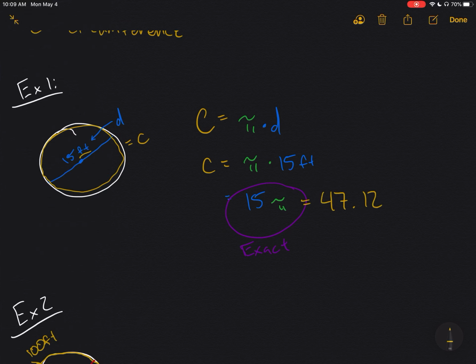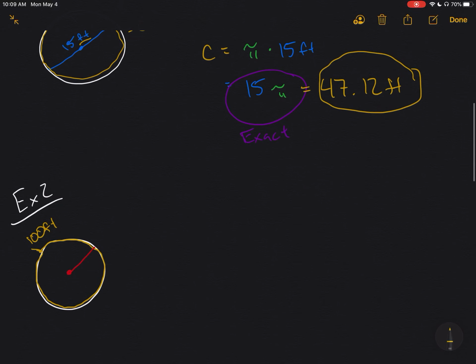47.12, and you'll recall that that is in feet. So the distance around the circle is 47.12 feet. Okay, so pretty straightforward. All you're really doing is plugging in and solving. As long as you can identify the parts, it should not be, hopefully, too bad.